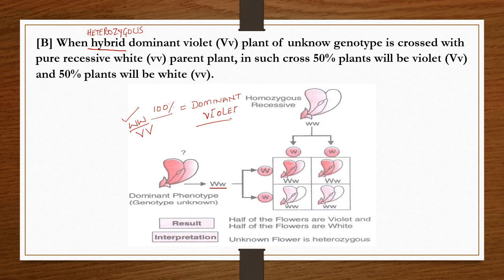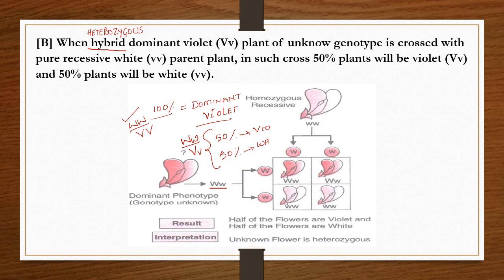So as per this statement, half of the flowers are violet. That means if 50% of the individuals are dominant, that is violet, and 50% of individuals are white, then the unknown one is heterozygous, that is capital W and small w, or maybe capital V, small v. So I think you may have understood properly.